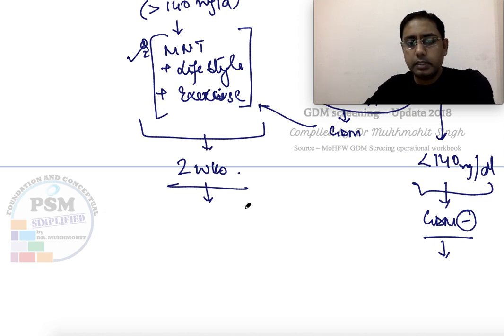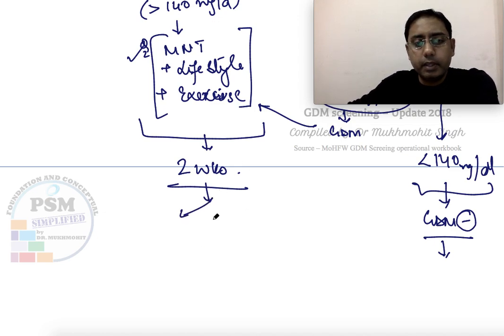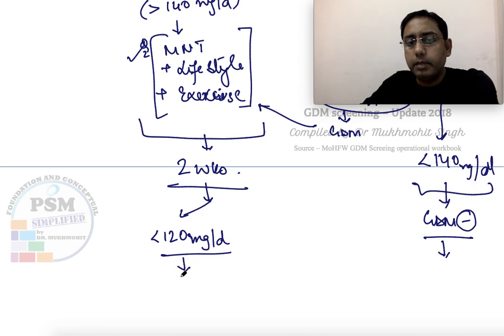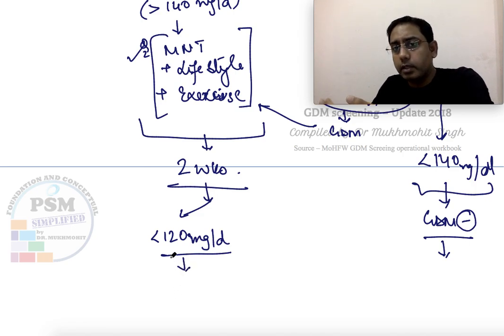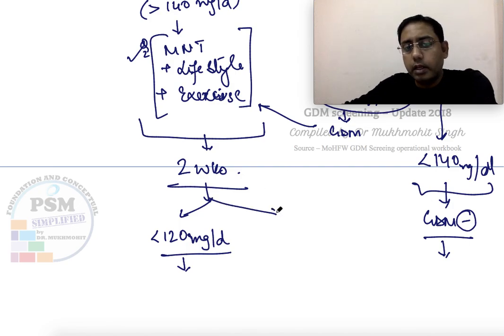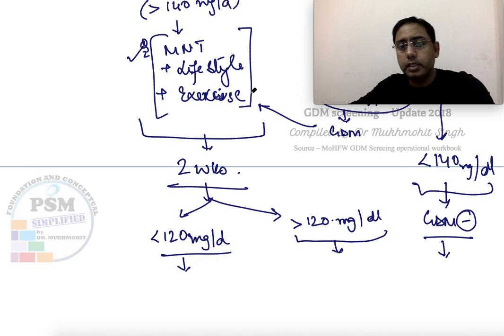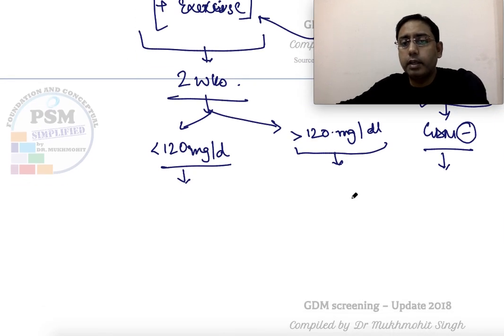After the repeat test, the fasting blood sugar and OGTT are repeated again. Now in case the OGTT is less than 120 mg per dL, that means the female is going good, so she will stay with medical nutrition therapy. But in case the OGTT one step is more than 120 milligram per deciliter, it means simply that the medical nutrition therapy is not working.